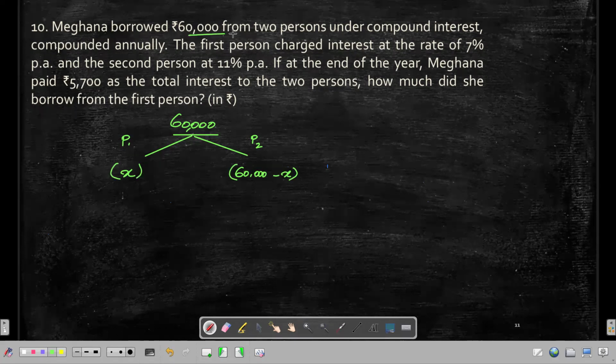60,000 is the total money that was borrowed by Meghna. Meghna borrowed 60,000 from two people under compound interest. So that 60,000 is the total amount borrowed. From person 1, let it be X rupees. From person 2, it is 60,000 minus X.